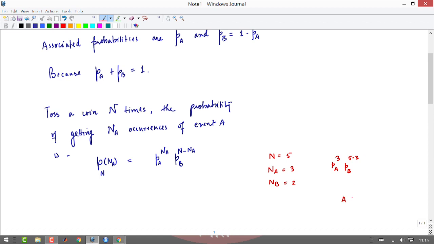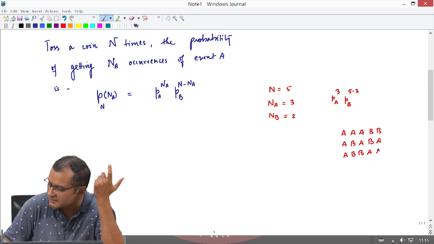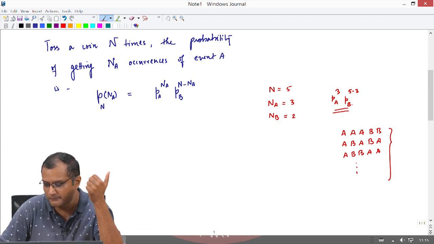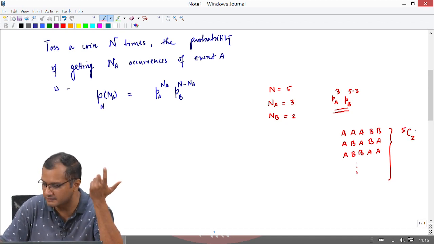And let me draw one realization of this. So, I got a head, a head, a head, and I got a tail twice. Okay. But then you can also have a head, tail, then a head, tail, then a head. Okay. You could also have heads, then 2 tails, and then 2 heads, and so on. So, what you have written here is basically the probability of one ordering, but I know there are several orderings, and precisely the number of orderings is known to me, which is 5C2 or 5C3.